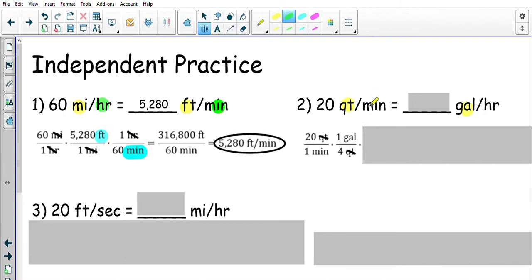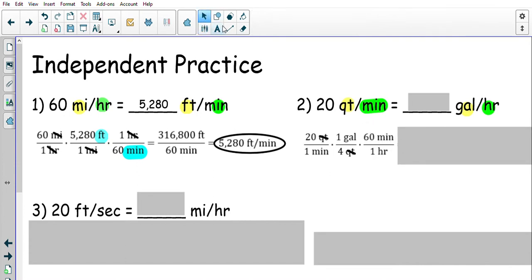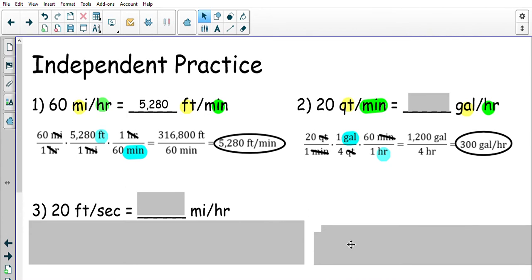We also need to convert minutes into hours. Of course, there are 60 minutes in an hour, but I need that 60 minutes on the top. So we'll go ahead and cross off our label of minutes here. And we are left with gallons per hour, which is exactly what I want here. So 20 times 60 is 1,200. 4 times 1 times 1 is 4. 1,200 divided by 4 gets us 300 gallons per hour.